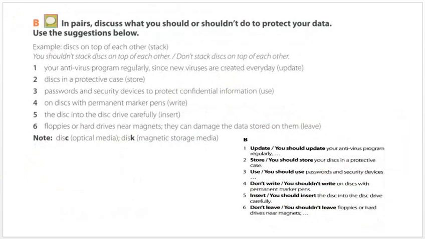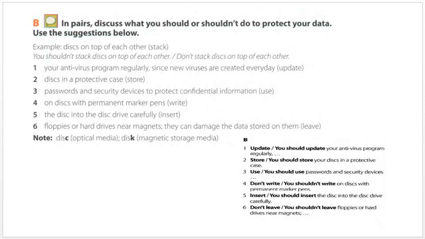Another exercise of the book is discuss what you should or shouldn't do to protect your data. Use the suggestion below. Example: desk on top of each other. Stack. You shouldn't stack desks on top of each other. Don't stack desks on top of each other.